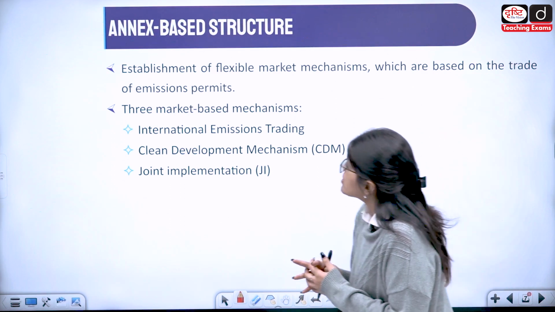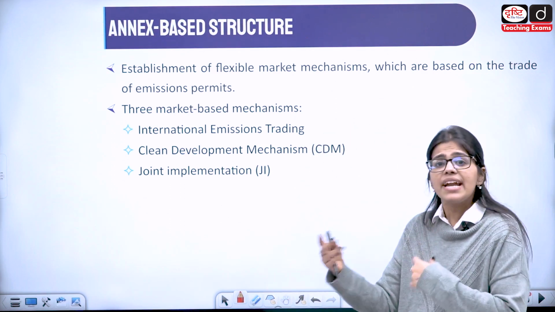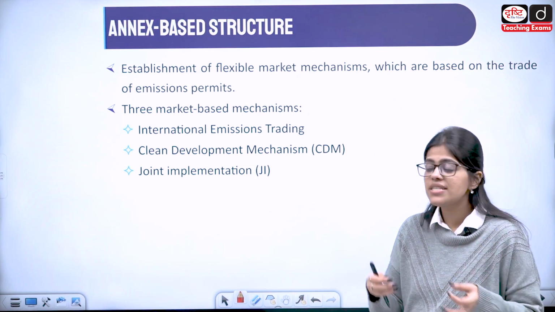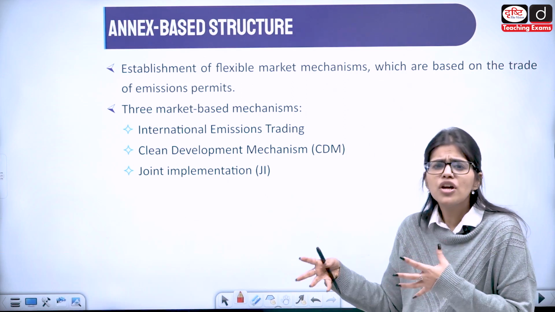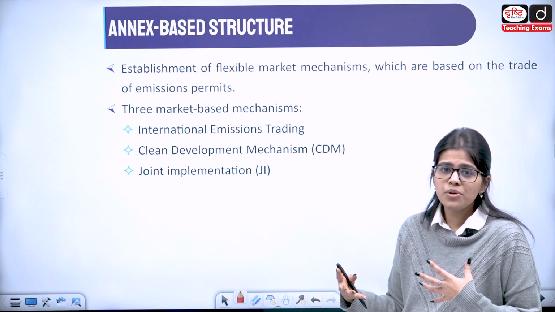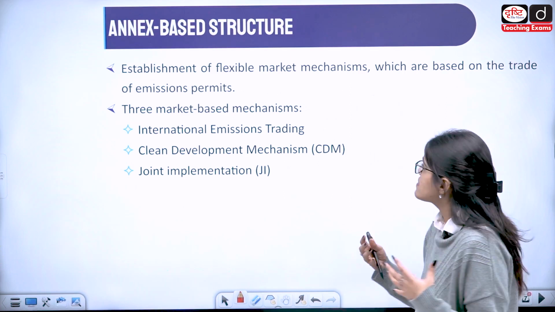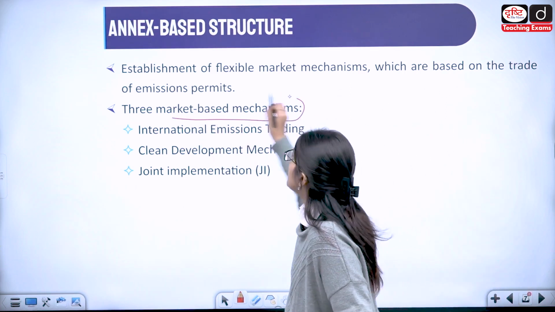Then according to this Annex only, there can be trading of the emissions. Like if the developed country is doing a lot of emissions and the developing country is not emitting that much, then they can trade the emission targets between themselves. This is called the market-based mechanisms.